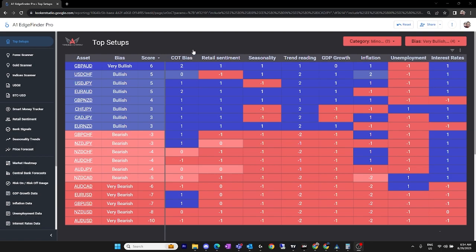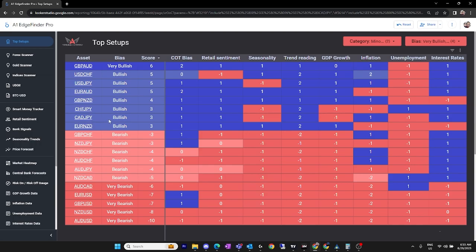At ang ginagawa nitong A1 Edge Finder Pro is it gives me a view kung ano ba ang bias ng mga currency pairs, even indices and commodities, no? But I don't trade indices just yet, as well as commodities. Dito muna tayo sa Forex, right? So, scan muna ako and I'll be back after I do.